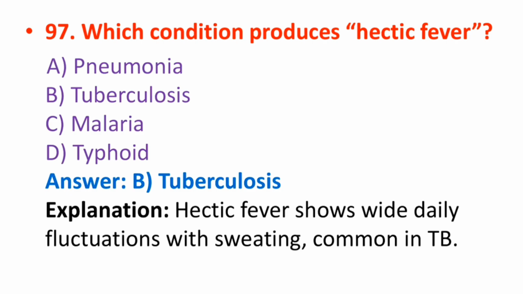Which condition produces hectic fever? Option A, pneumonia, option B, tuberculosis, option C, malaria, option D, typhoid. The correct answer is option B, tuberculosis. Hectic fever shows wide daily fluctuations with sweating, common in TB.